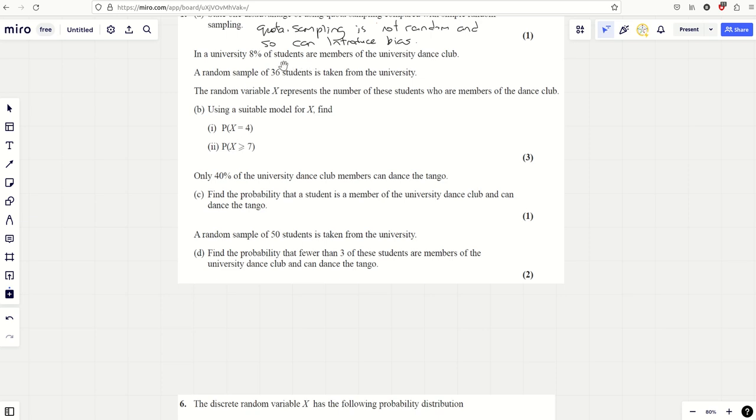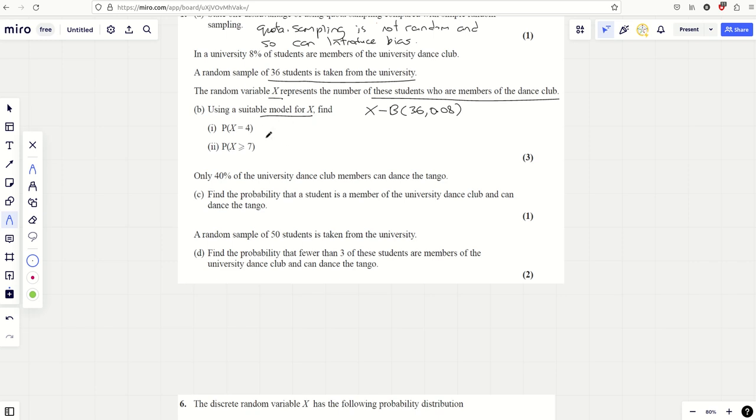Okay, in a university, 8% of students are members of the university dance club. A random sample of 36 students is taken from the uni. Random variable x represents the number of these students who are members of the dance club. Right, using a suitable model for x, this sounds binomial to me because we've got a repeated number of trials. We're randomly sampling 36 people, and there's an 8% chance that each person goes dancing. So this is definitely a binomial model.